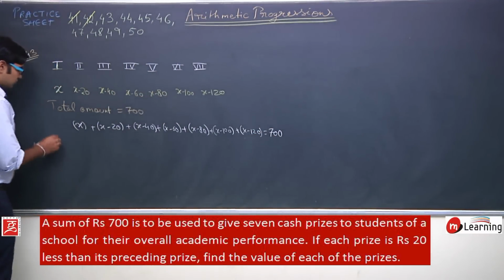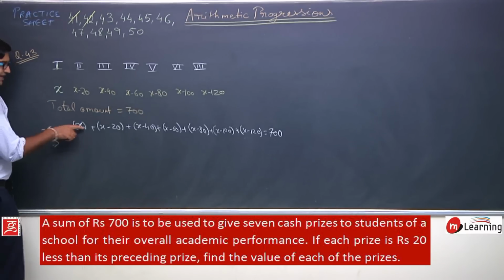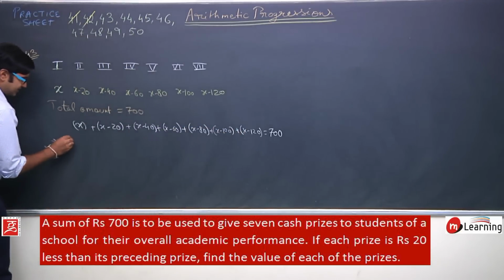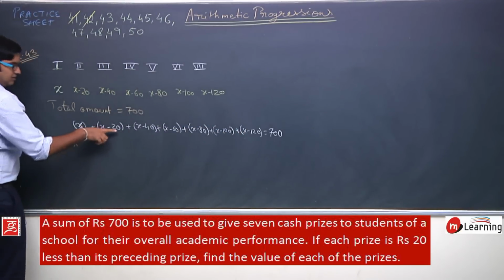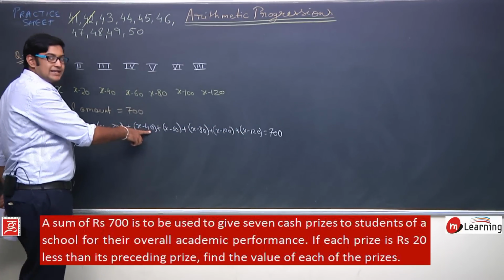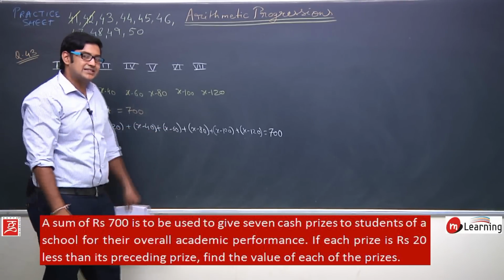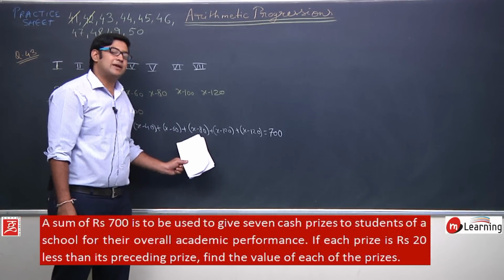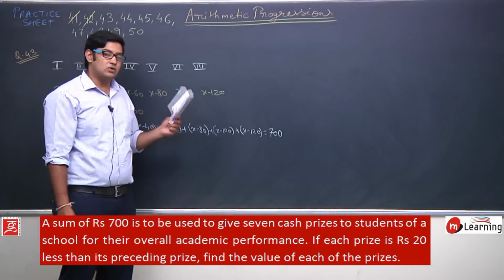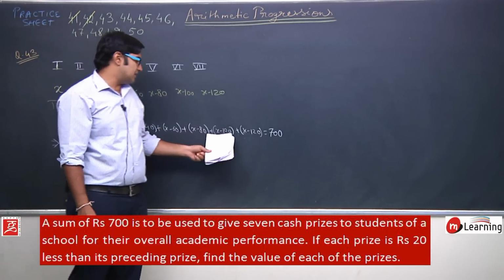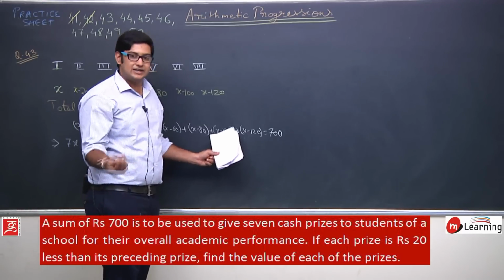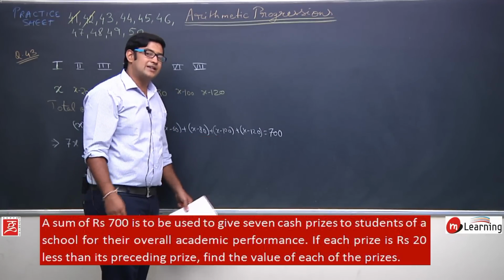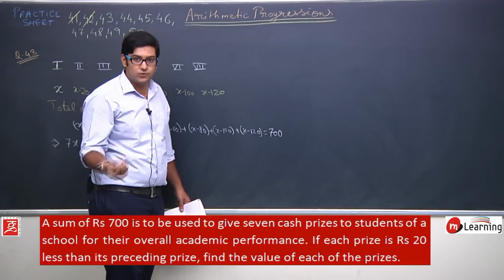So what are we going to do? We will solve this. This is x, x, x, x, x, x and one more x, so total 7x. Then minus 20, minus 40 is minus 60. Minus 60, minus 60 is minus 120. Then minus 80: minus 120 minus 80 gives minus 200. Then minus 100 is minus 300. And then this is minus 120, so minus 300 minus 120 is minus 420.